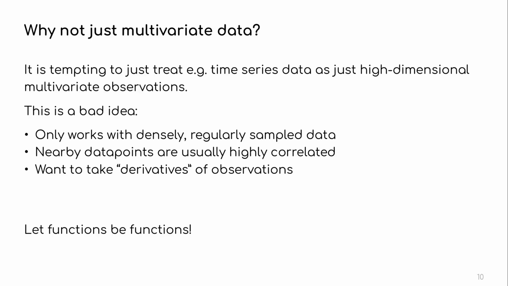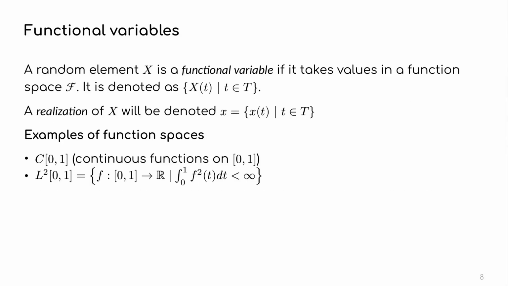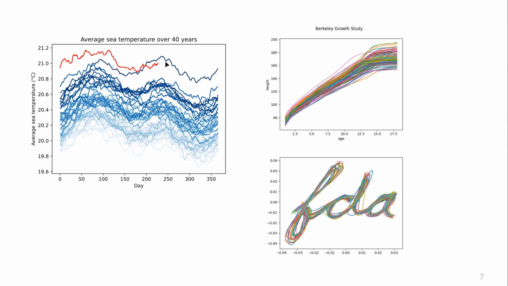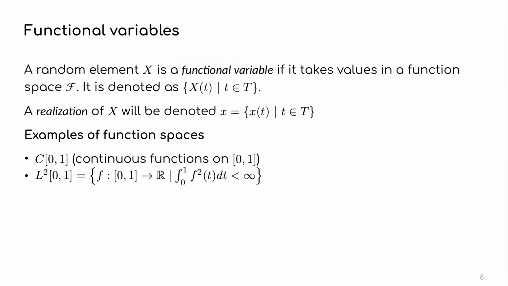The other one is that if you look at this, if I look at the temperature at day t and the temperature at day t plus one, they're going to be very close. And so that means they're going to be highly correlated. And usually when we do statistics, we want to avoid having too many highly correlated observations. So if we can avoid that, it would be nice.